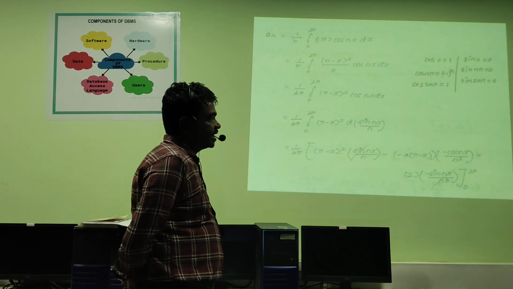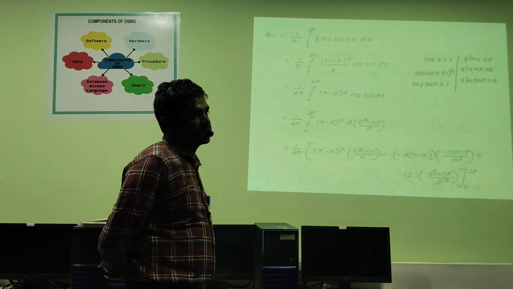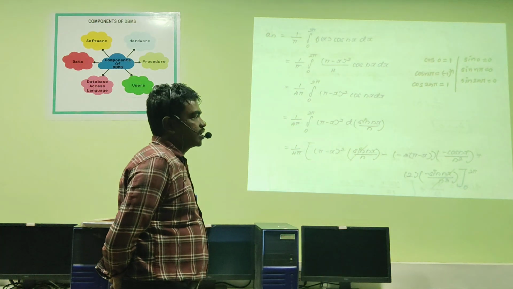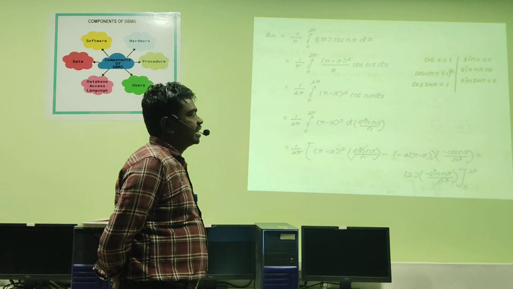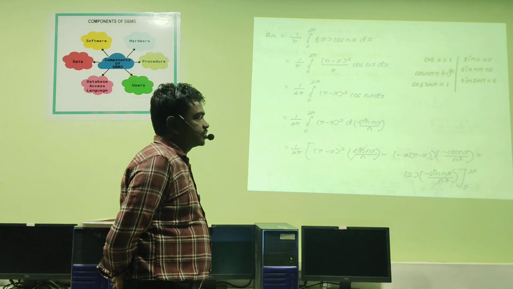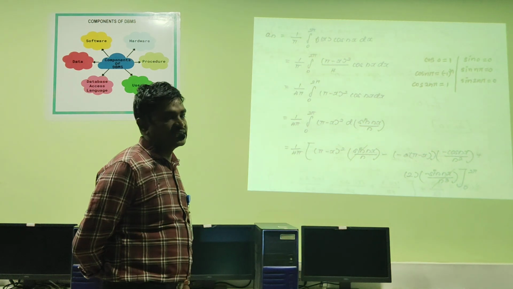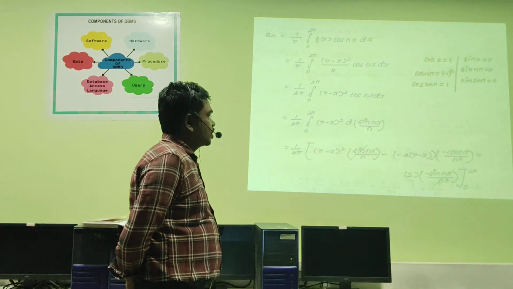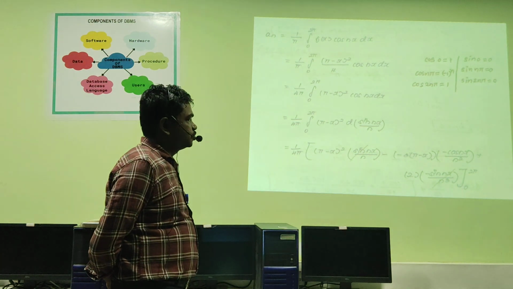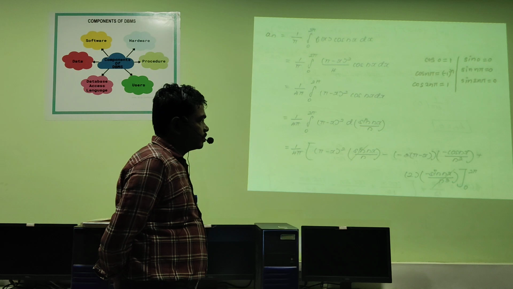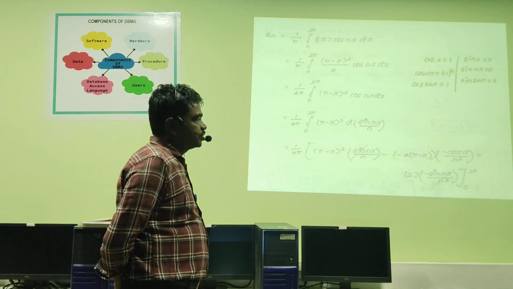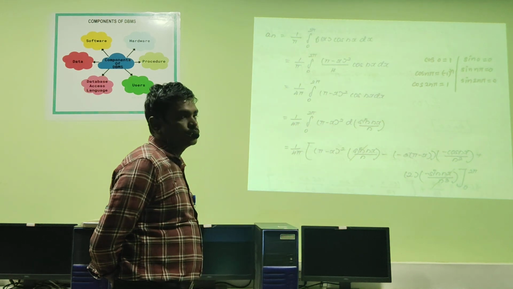What about integration of v1? Integration of minus cos nx by n square. Here the constant is minus 1 by n square. You can now integrate cos nx, that is sin nx by n. So finally minus sin nx by n cube. Okay. So here 1 by 4 pi value: uv minus u dash v1 plus u double dash v2 minus u triple dash v3.